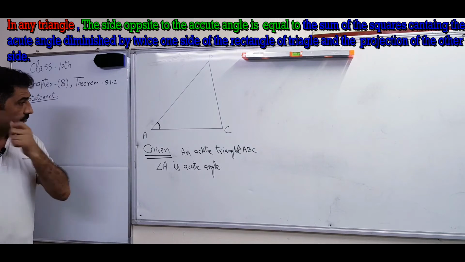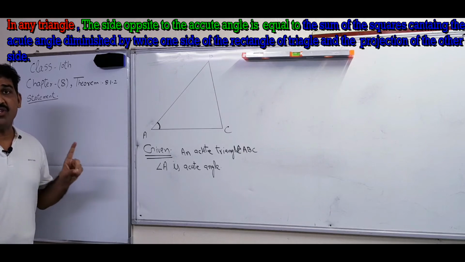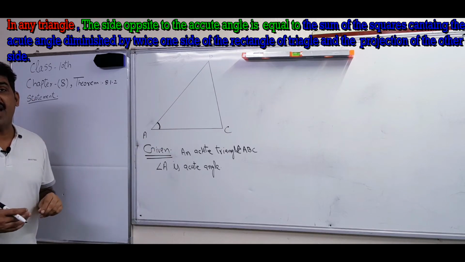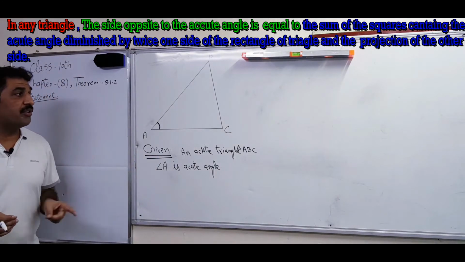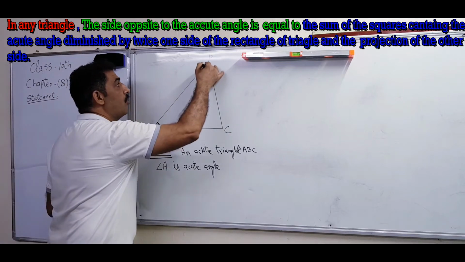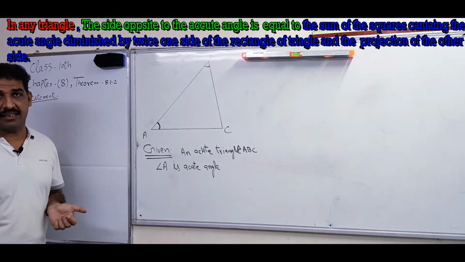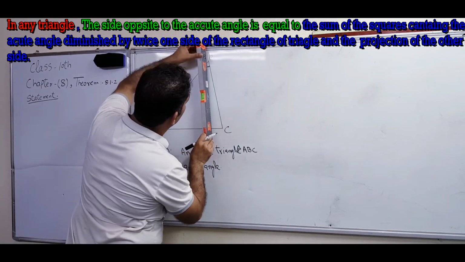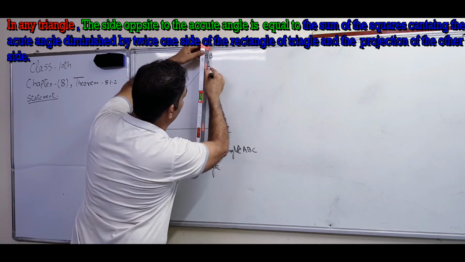After that, as I told you before, in an obtuse triangle, when we draw the perpendicular, the perpendicular is outside the triangle, so we have to produce the length of the base. But in an acute angle triangle, when we draw a perpendicular from the vertex, it is not outside the triangle. Okay, so when we draw the perpendicular here, like here I draw the perpendicular.